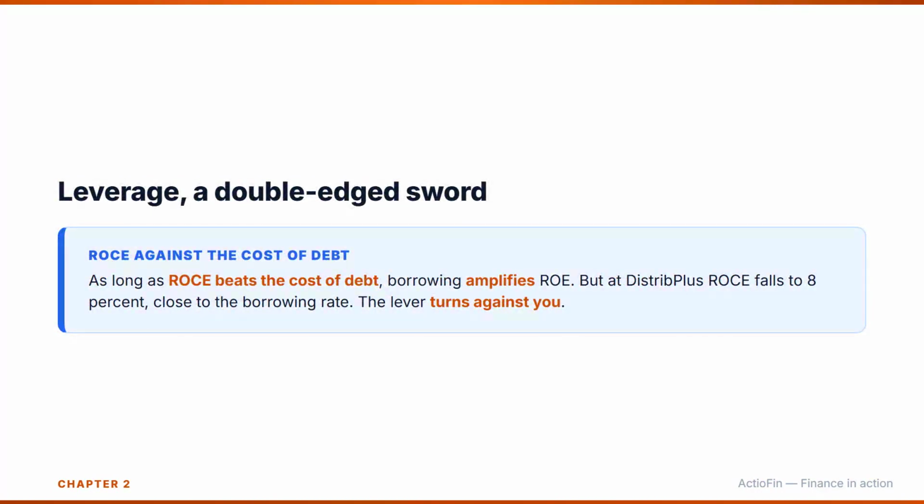Leverage is a double-edged sword. As long as ROCE beats the cost of debt, borrowing amplifies ROE. But at DistribPlus, ROCE falls to 8%, close to the borrowing rate. The lever turns against the shareholder.